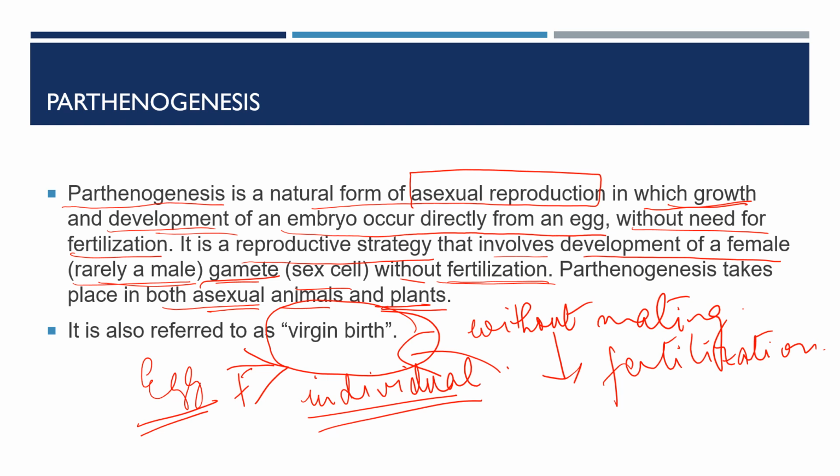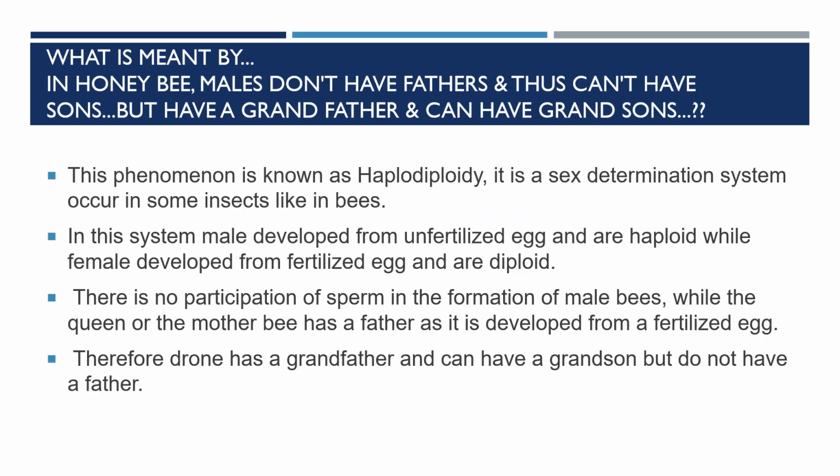Now let us move on to that important question with which we started the initial episode: honeybees. These drones don't have a father and a son, but they do have a grandfather and a grandson. So if we want to write the answer, we have understood that in honeybees, males do not have fathers, thus they can't have sons, but they have grandfathers and they can have grandsons as well. So how will we write that down as an answer?